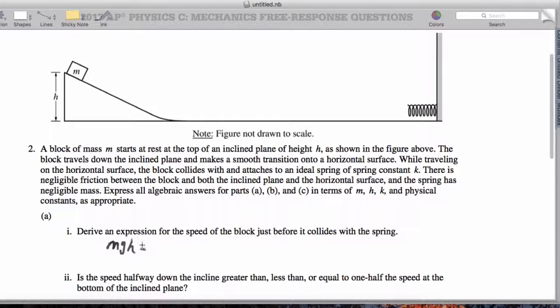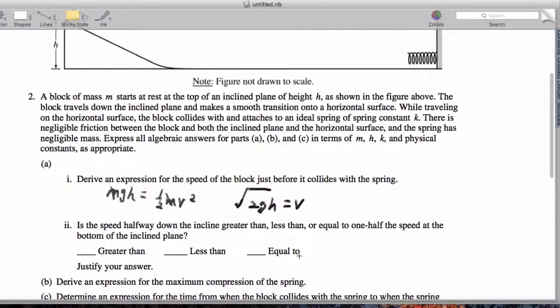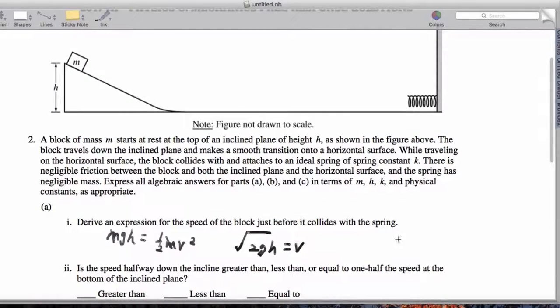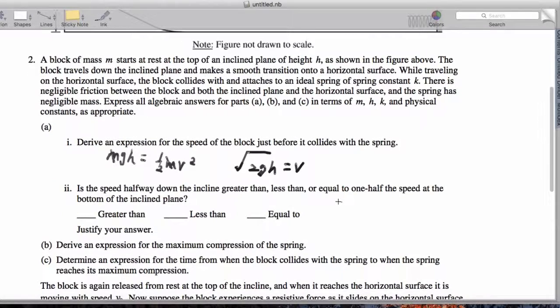mgh equals 1/2 mv squared, and we get 2gh under a square root equals v. Yes. Now, is the speed halfway down the inclined plane greater than, less than, or equal to 1/2 the speed at the bottom of the inclined plane? It's very easy to do this.